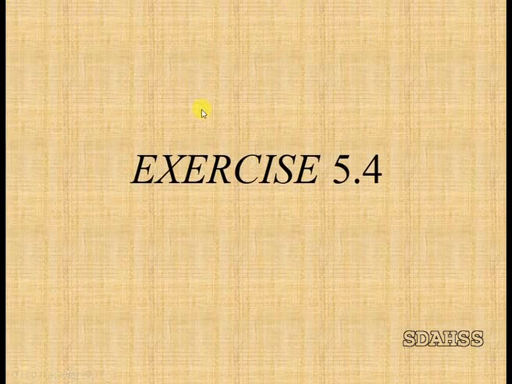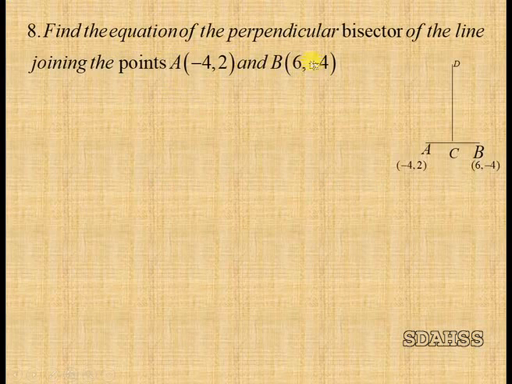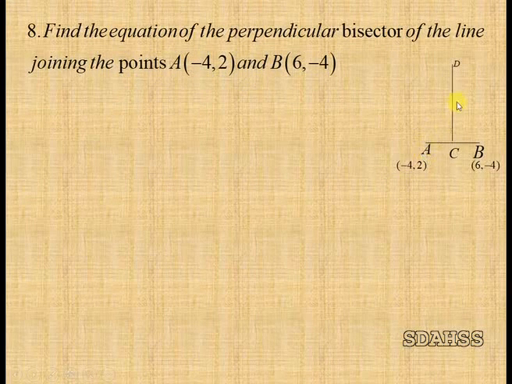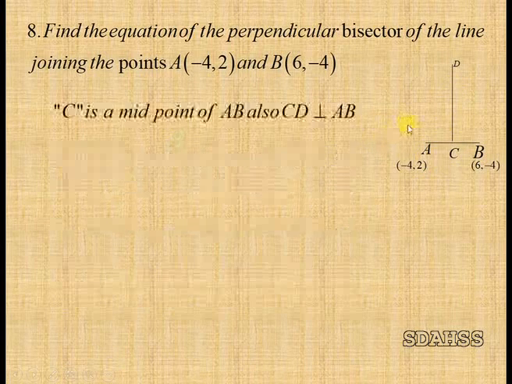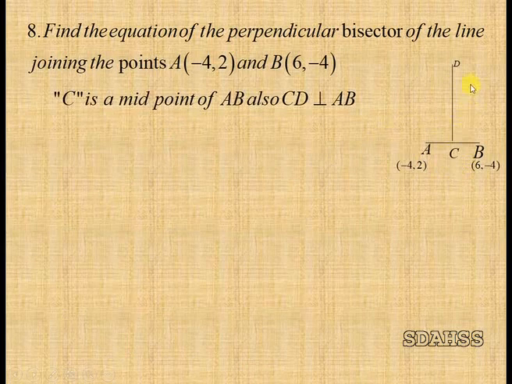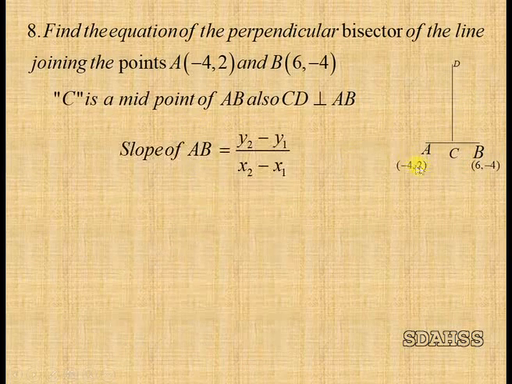Exercise 5.4, eighth sum. Find the equation of the perpendicular bisector of the line joining the points A(-4, 2) and B(6, -4). Here C is the midpoint of AB and also CD is perpendicular to AB. First you find the slope of AB.